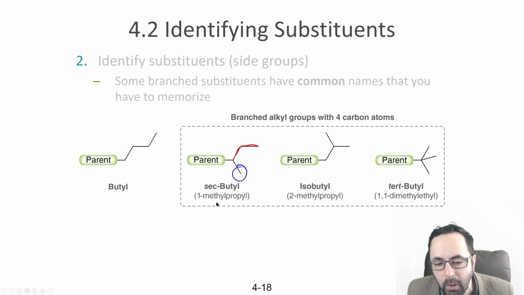But again, people don't usually call it that. They call it sec-butyl, and so you have to have this memorized. The sec means that it's attached to the second carbon. It actually means it's secondary, which means it's attached to a carbon that's attached to 2 other carbons. So we call this sec-butyl. I just remember it because it's on the second carbon, so sec-butyl.